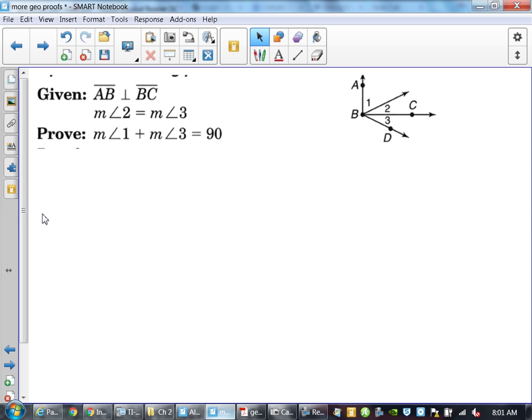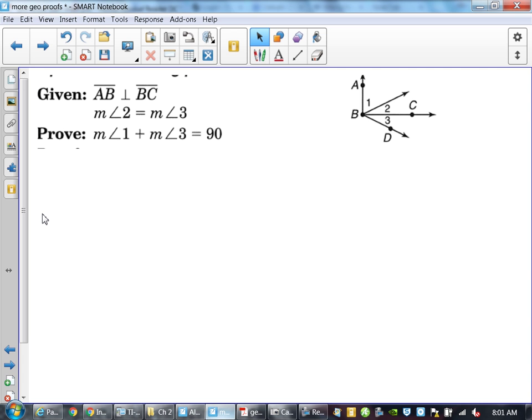So we've got perpendicular. We have two angles that are equal to each other, and we want to show that angles 1 and 3 wind up equaling 90. One of the things that I would do on this, first of all, is look at my progression sheet and see what it says about being perpendicular. If you recall, I think we had 2 or 3 different things to say off of perpendicular, depending upon the type of problem it is.